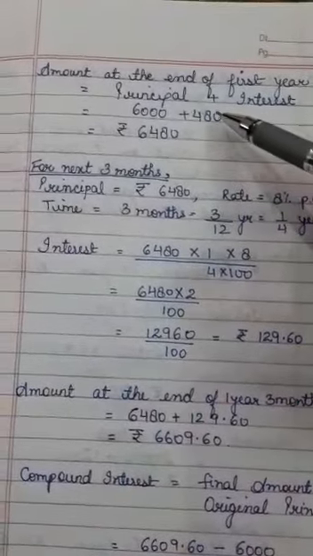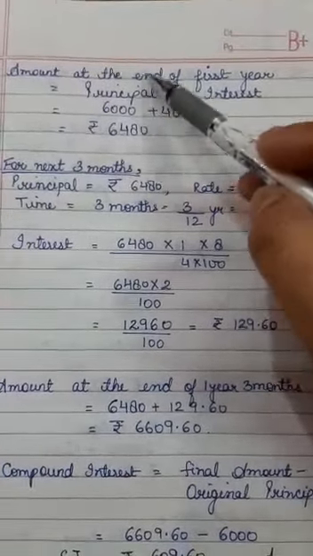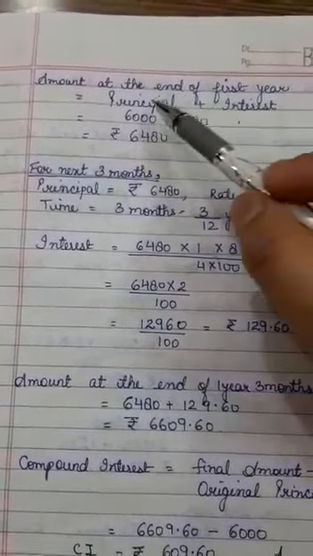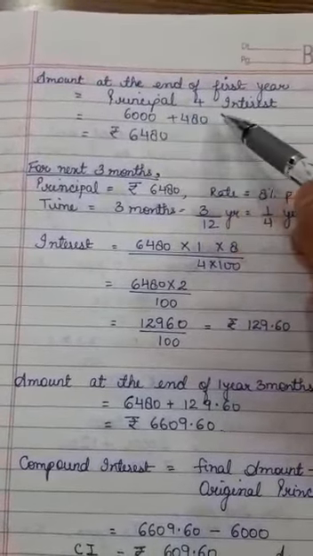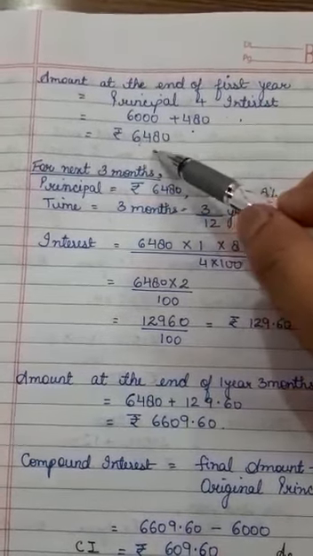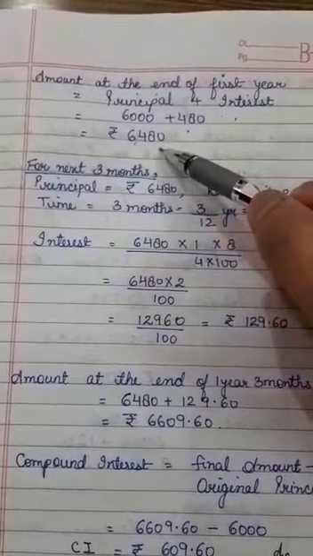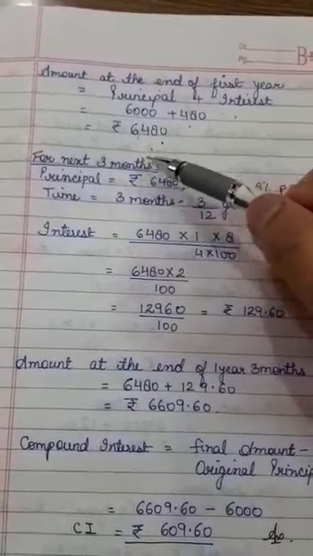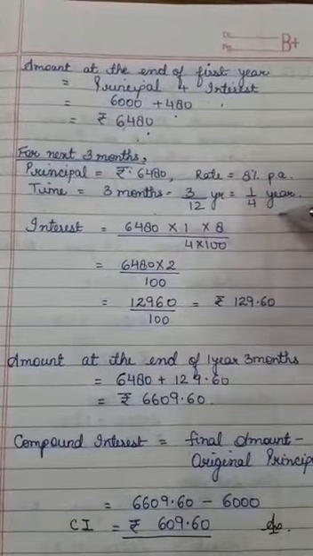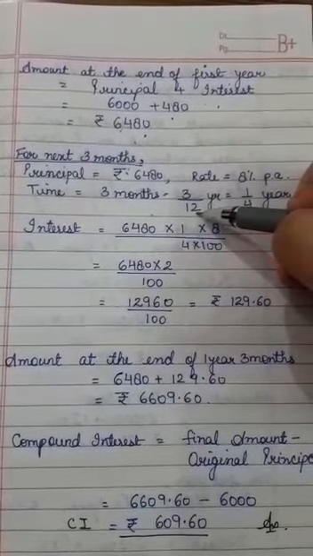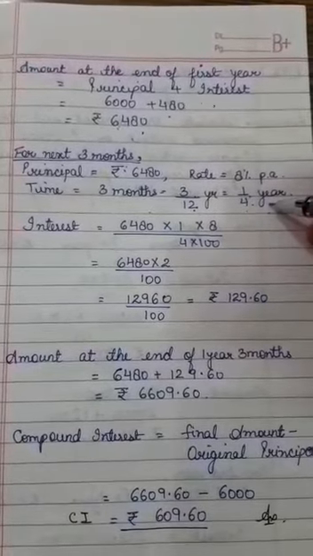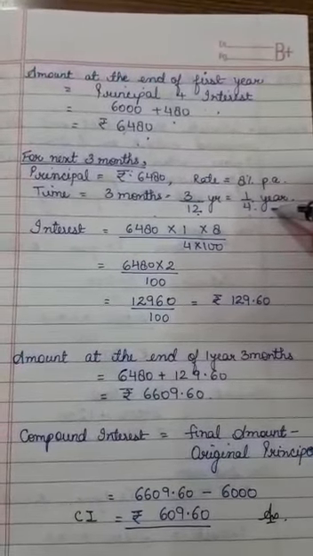When interest is rupees 480, the amount at the end of the first year we will calculate with the formula principal plus interest. Principal is rupees 6000 and interest is 480. So after addition, the amount at the end of the first year will be 6480. Now the remaining are 3 months. These 3 months will be converted into years by dividing by 12. So 3 upon 12 will give 1 upon 4 year. Again the same steps are repeated.